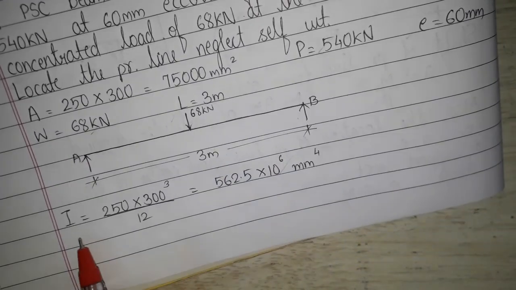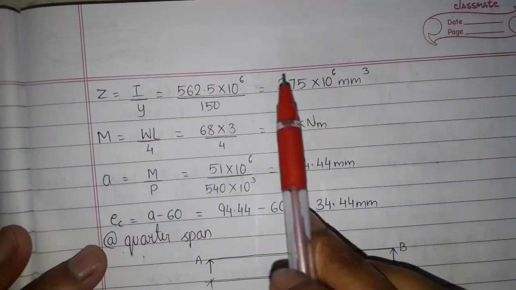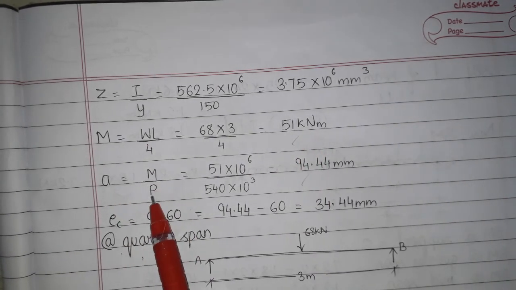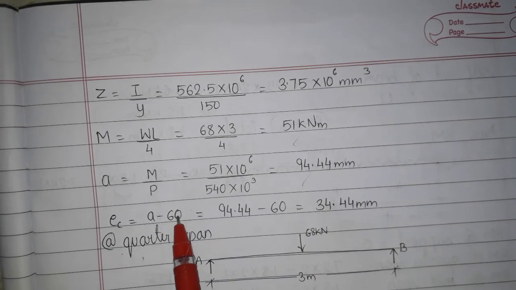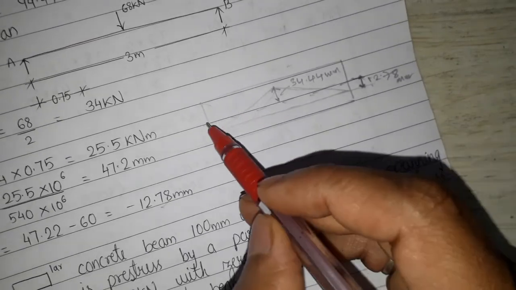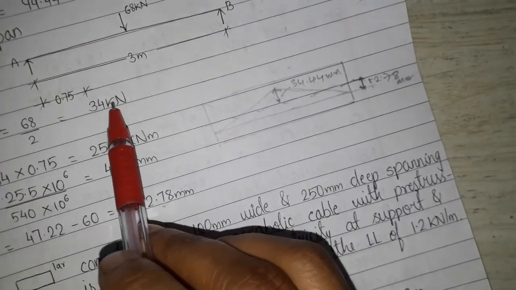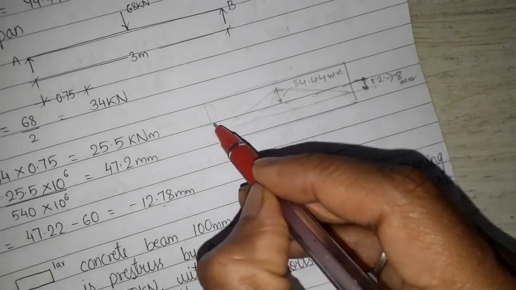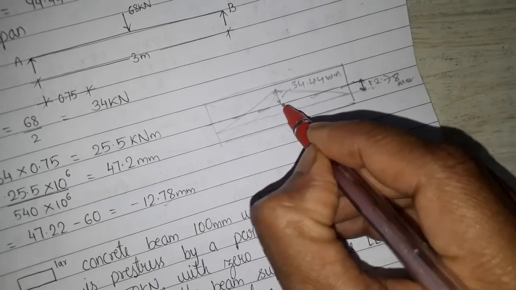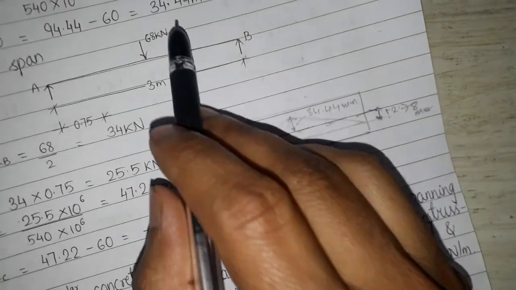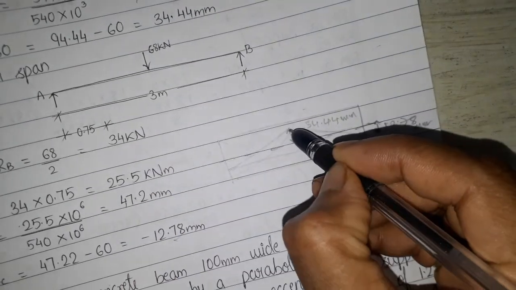Based on the data, you can easily find out the moment of inertia, then the section modulus Z. M at mid span is WL by 4, A is equal to M by P, therefore EC is equal to A minus E. Here I have done it, you can see. At quarter span, if you want to check, you can find out the bending moment. EC is equal to minus 12.7. So this is our center line. From the center line at mid span we have EC equal to 34.4.